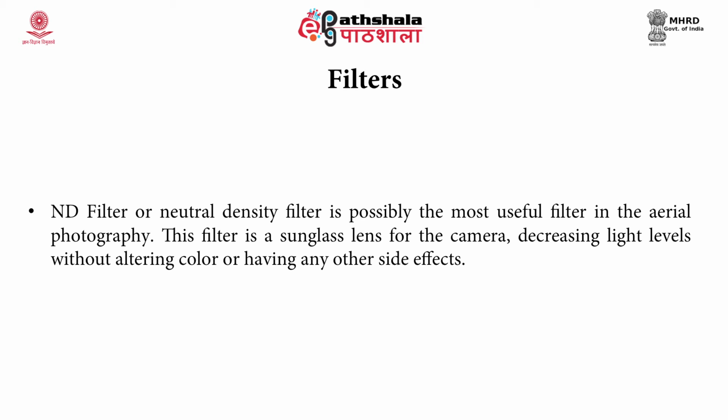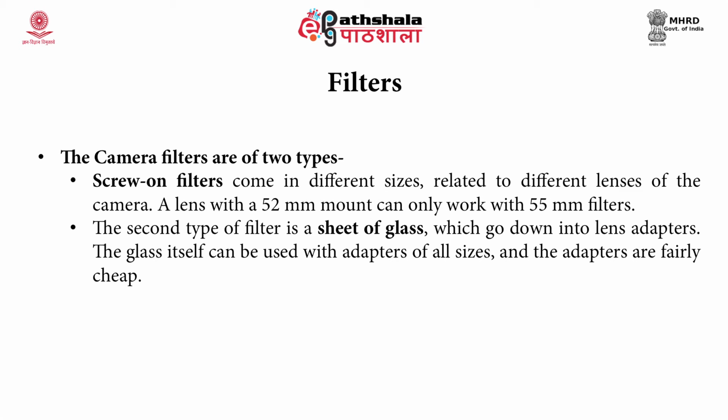Neutral density filter, popularly called ND filter, is possibly the most useful filter in aerial photography. This filter is a sunglass lens for the camera, decreasing light levels without altering color or having any other side effects. The camera filters are of two types: screw-on filters, which come in different sizes related to different lenses of the camera. A lens with a 52 mm mount can only work with a 52 mm filter. The second type of filter is a sheet of glass which goes down into lens adapters. The glass itself can be used with adapters of all sizes and the adapters are fairly cheap.